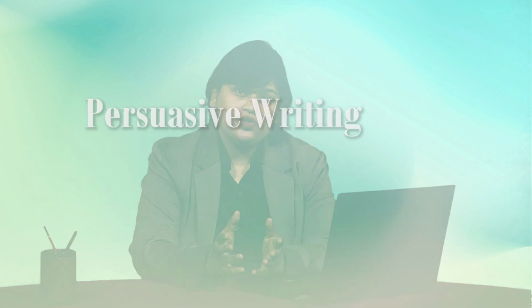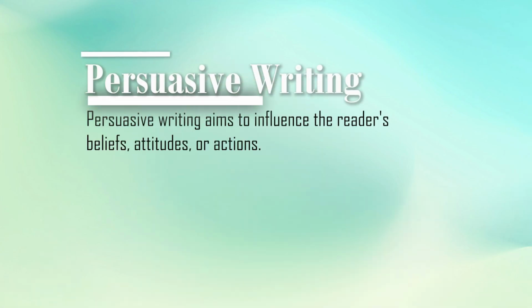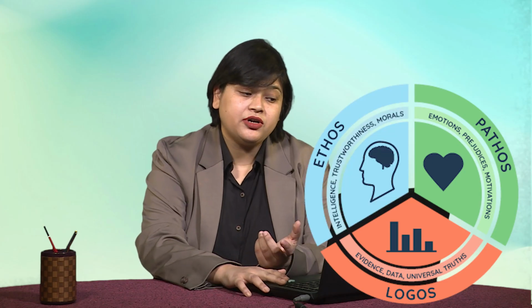The fifth is persuasive writing. It aims to influence the reader's belief, attitude, and action. It presents an argument and uses rhetorical devices to appeal to emotions, logic, and ethics. The techniques used are emotional appeals, logos, ethos, or credible evidence and statistics.